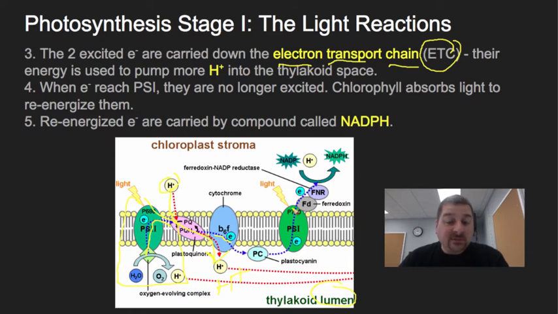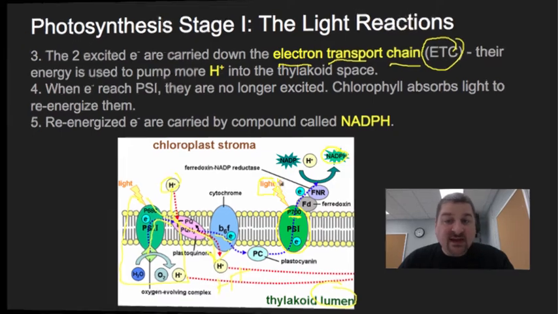Once they reach photosystem 1, PS1 over here, notice it's green, oftentimes called the P700 center, you have light coming in again and striking it. It's going to re-energize that electron, and it's going to be picked up by our little electron dump truck called NADP+. NADP is going to pick up the electron and get changed into NADPH.